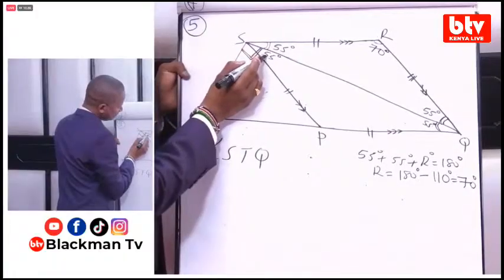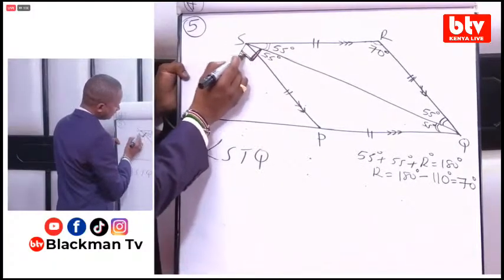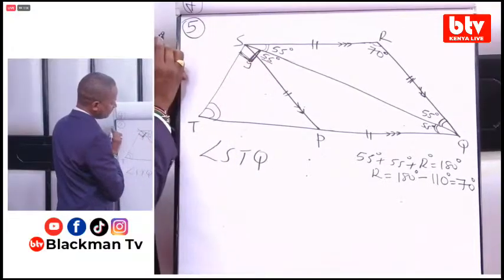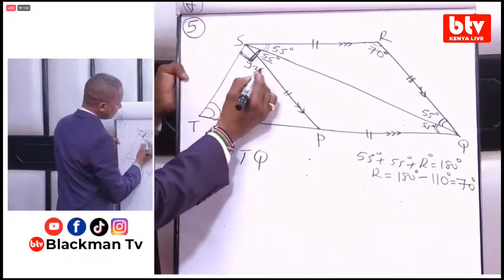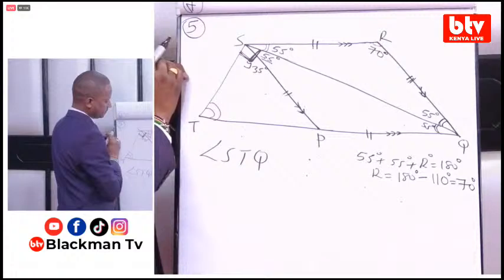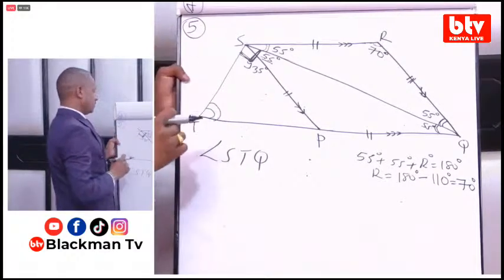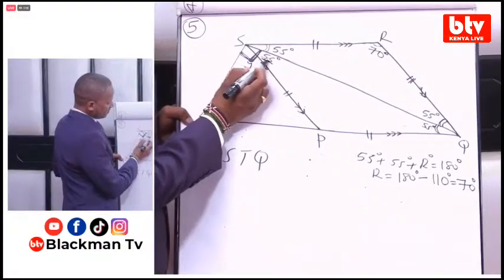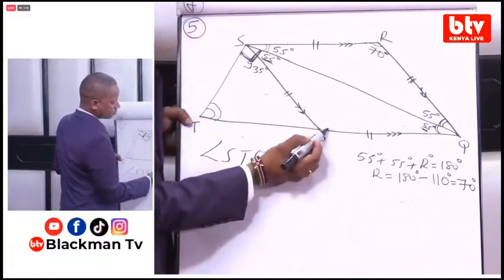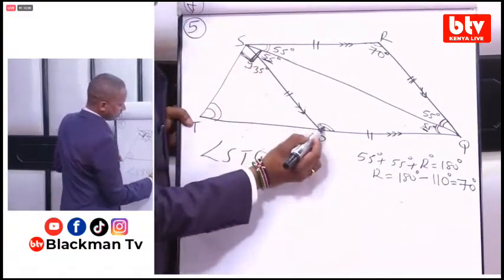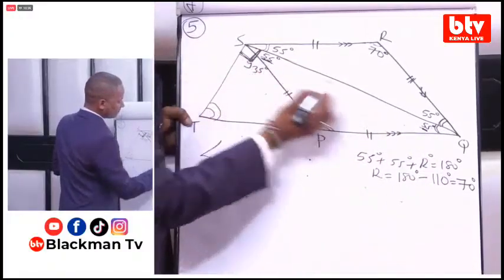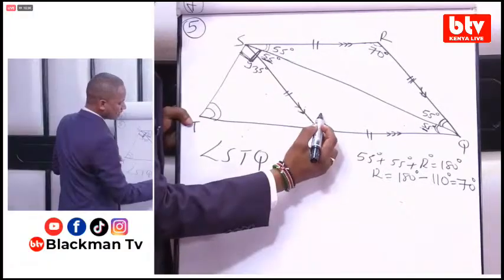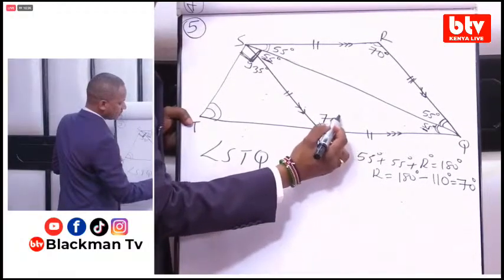If this is 55 and the whole of this is 90, what is this angle Y? It's 90 minus 55, which gives you 35 degrees. Very good. Now, if this is 55 and this is 55, what angle is this? Because this is an isosceles triangle, 55, 55, that is 110. Then 180 minus 110 is 70 degrees.